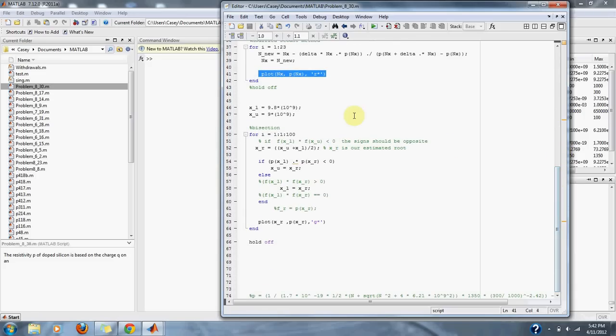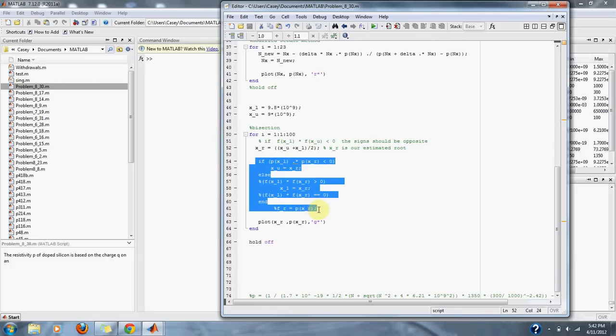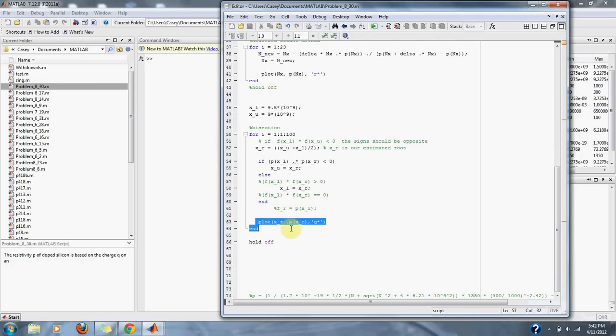Following that, the problem also asks for the bisection method. So here we have our bisection method and all its parameters below that we need to check for. And then we plot that up in green. So, let's run it.